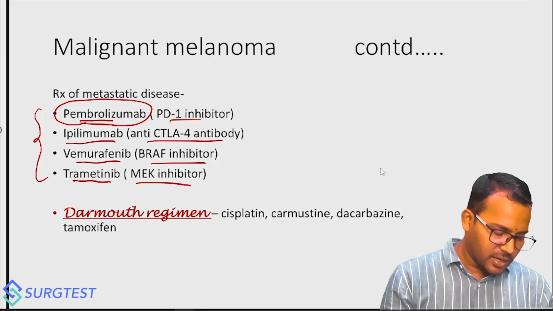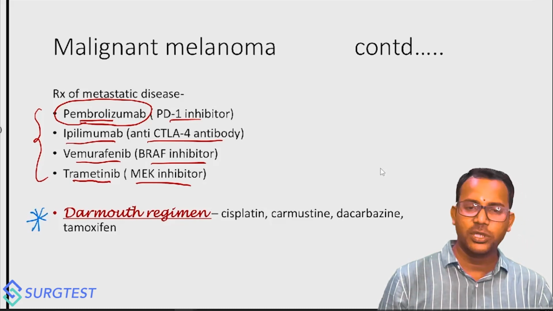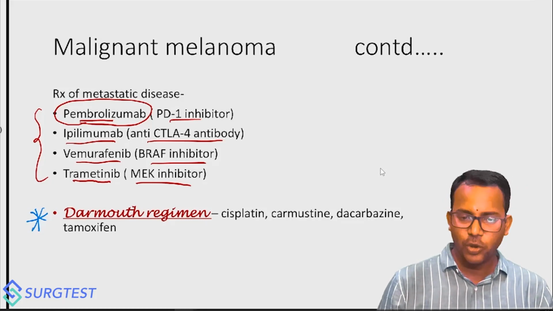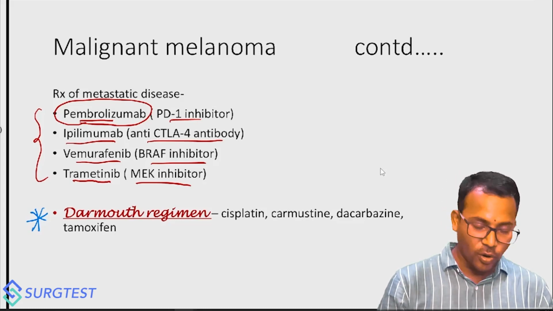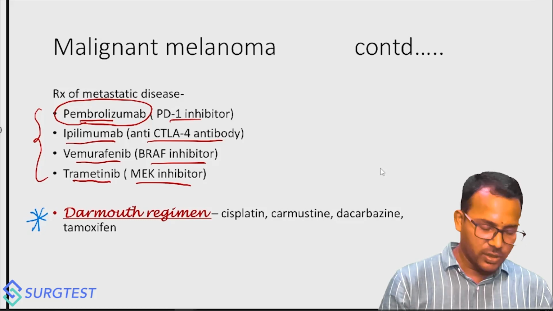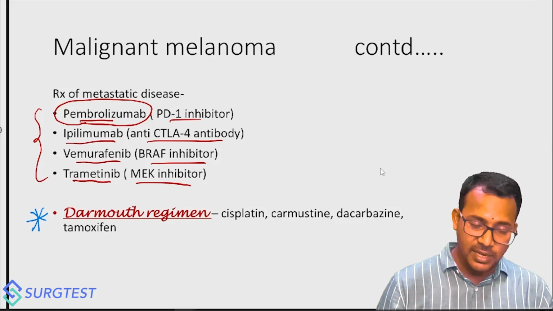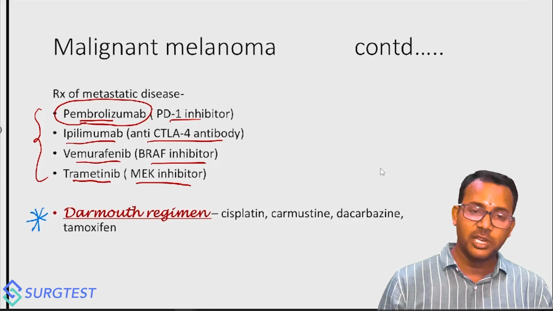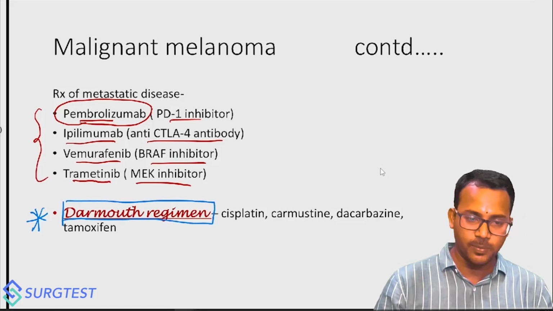Another important thing that you have to remember is the Dartmouth regimen. Okay, this was a question which has been asked quite a few times in your previous exams. As of now, nobody uses first-line chemotherapy as a treatment of choice for malignant melanoma, since all these new targeted drugs have come, but still a few institutes still use chemotherapy drugs. Whenever chemotherapy was previously being used, they used something called the Dartmouth regimen.